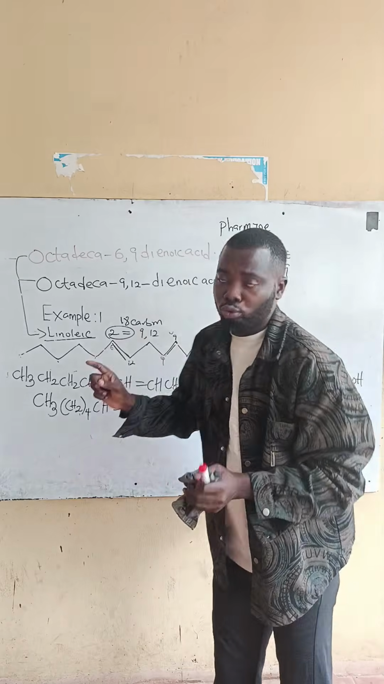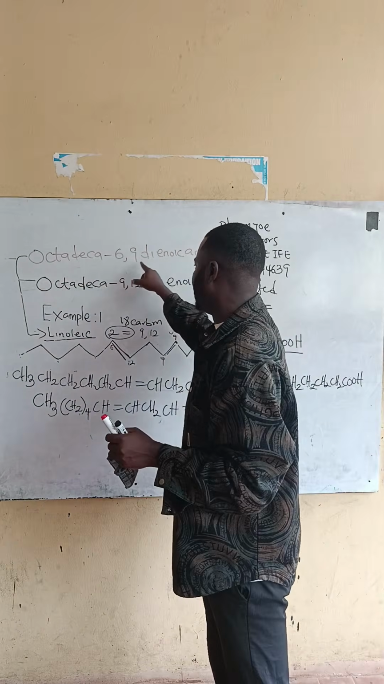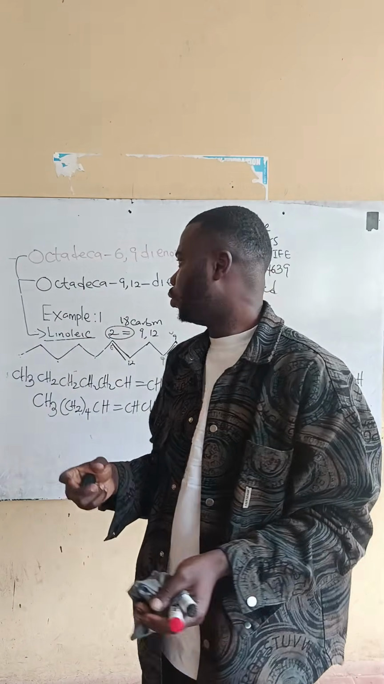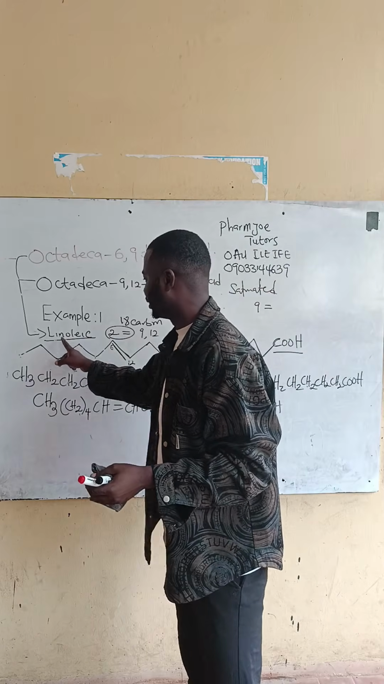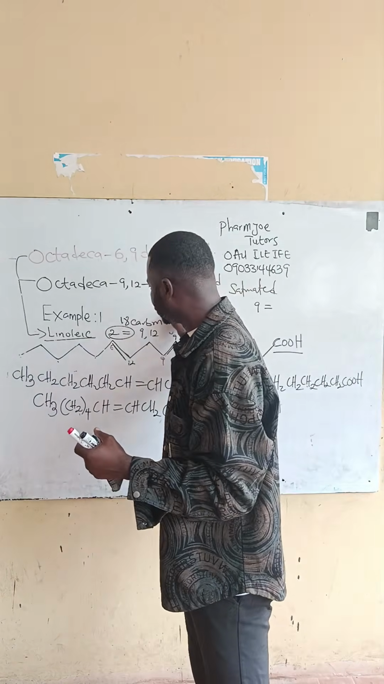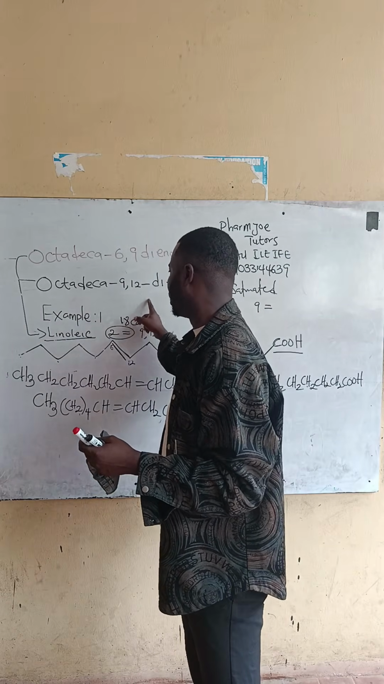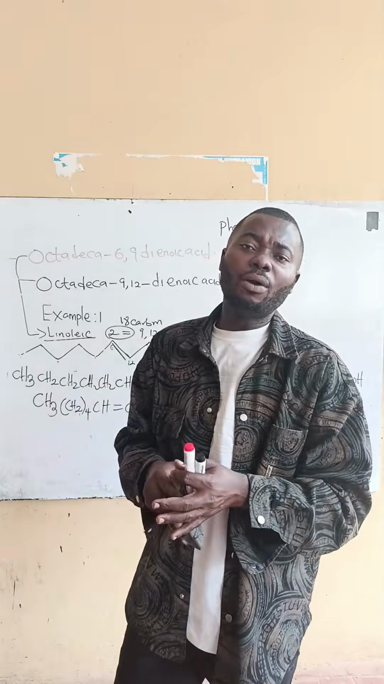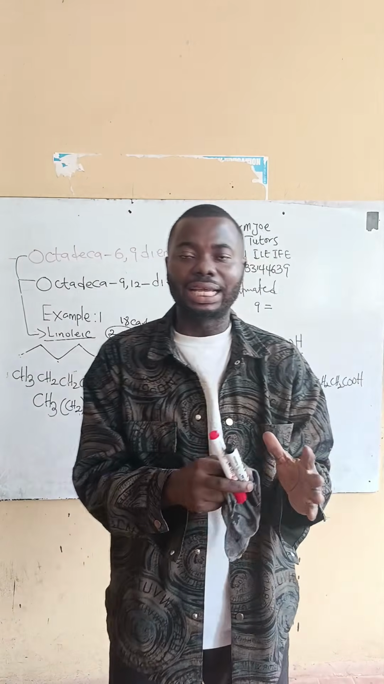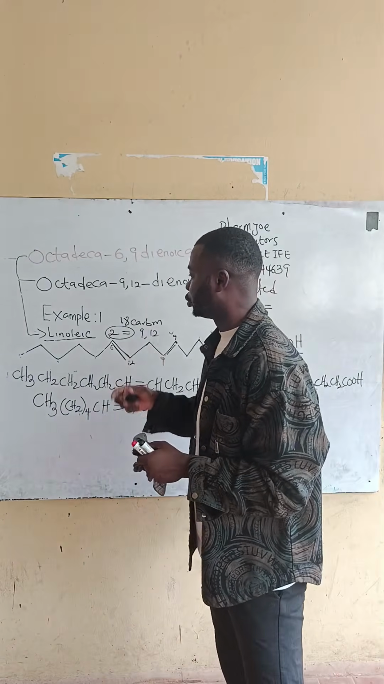Now, to avoid any form of confusion, because somebody writes 6,9 and 9,12 is given to you, you might not know, unless you are familiar with the facts and you know the structure of linoleic acid, that it is 9,12 as written by the chemist. So there are other ways to ensure that you do not confuse these two together. So we're giving a shorthand method. Now, this shorthand method, I'm going to teach you how we go about it.